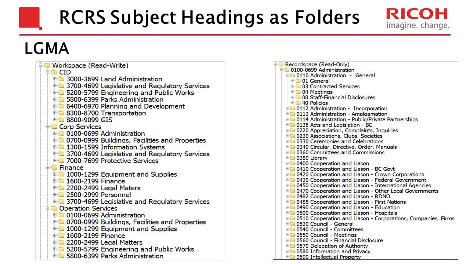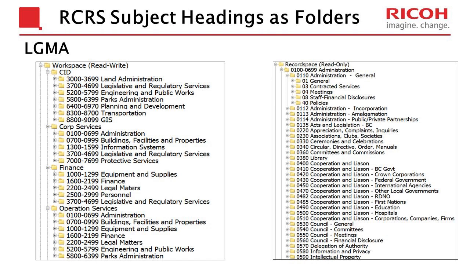Now, on the right side here is Record Space. Record Space is really intended for the view of the records manager. Here, you'll notice there's no division by department. It's really just the whole records classification system, because that's how records managers view and manage their records. It doesn't matter whether it's coming from one department or another department, it just goes under administration. So this is basically how it looks.